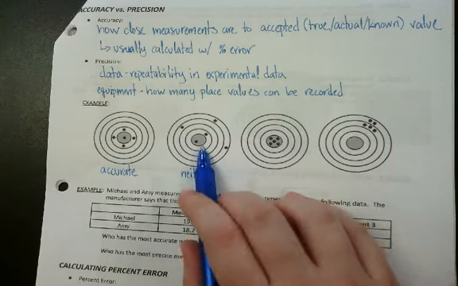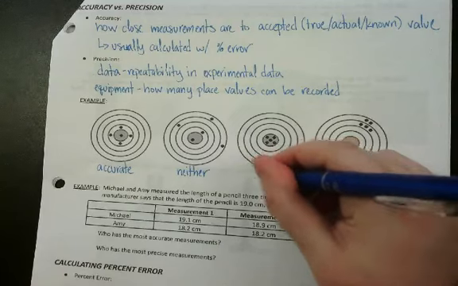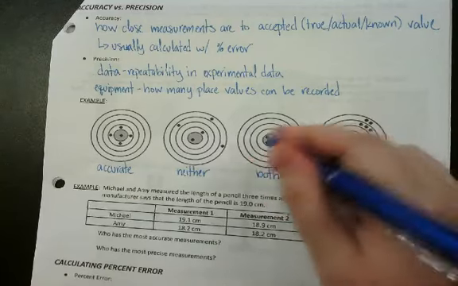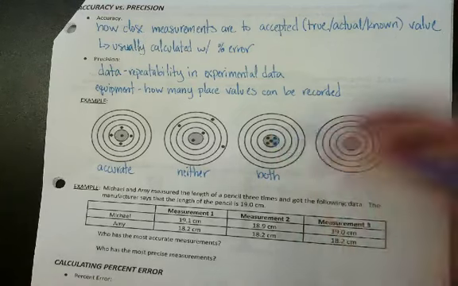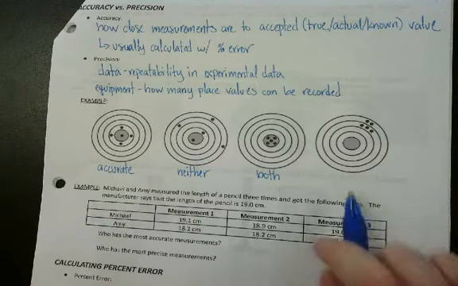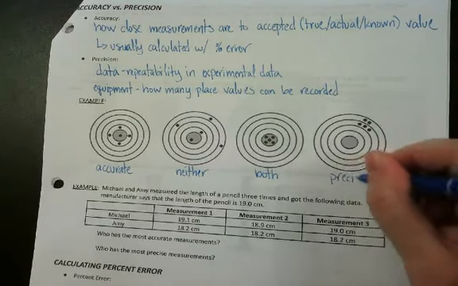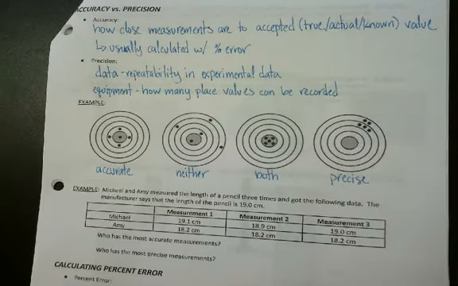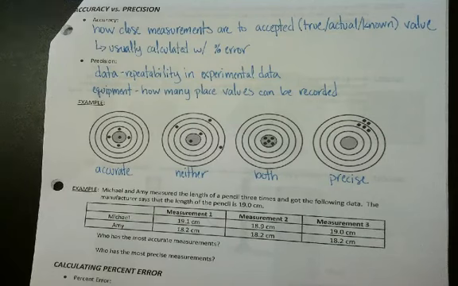So, what about this one here? Yeah, this one's both. So, they were accurate. They got all of them in the bullseye. And they were precise because they are all grouped together inside that bullseye. They were all really close together. What about this last one? Yep, just precise. They weren't anywhere close to the bullseye, but they were all grouped really close together. Okay, so that's a nice visual representation.